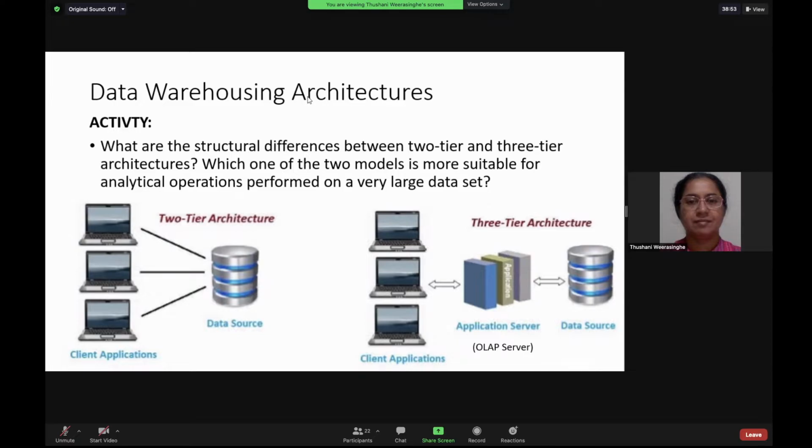Can you write that in point form? Why do we say that three-tier architecture is best for our data warehousing environments?